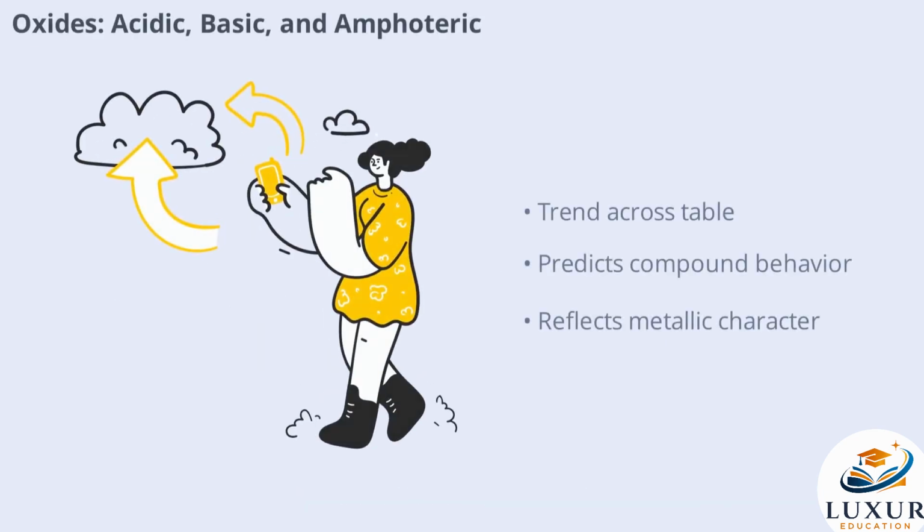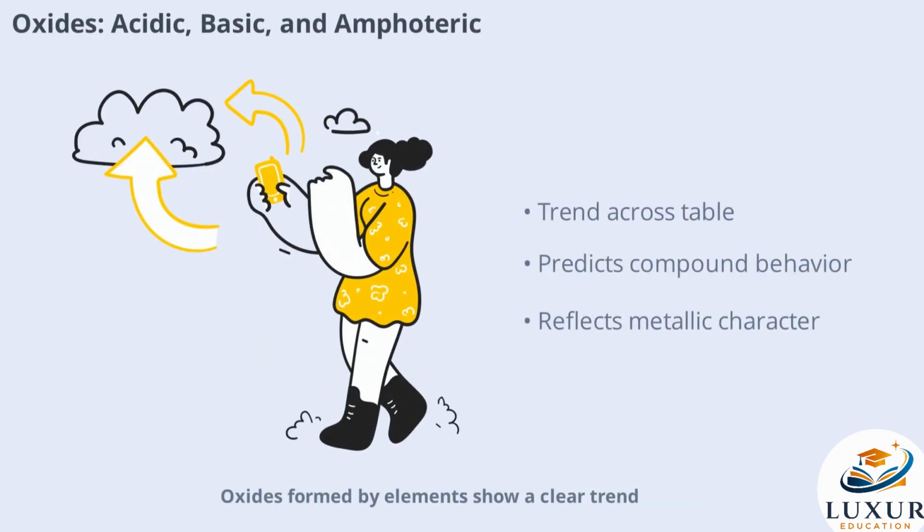Oxides formed by elements show a clear trend. Those on the left of the table are basic, those on the right are acidic, and those in the center are amphoteric or neutral. This reflects the underlying periodic trends in metallic and nonmetallic character and helps predict the behavior of compounds in reactions.